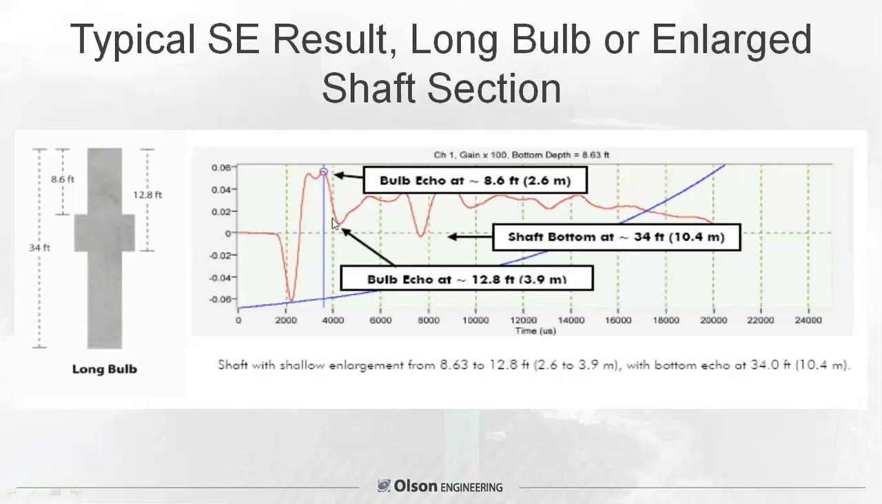So this data is real, and it shows the bulb, but it also shows the shaft is sound with a good bottom echo. So it's kind of a complex result, but if you know what you're looking at, you can parse out quite a bit of information.